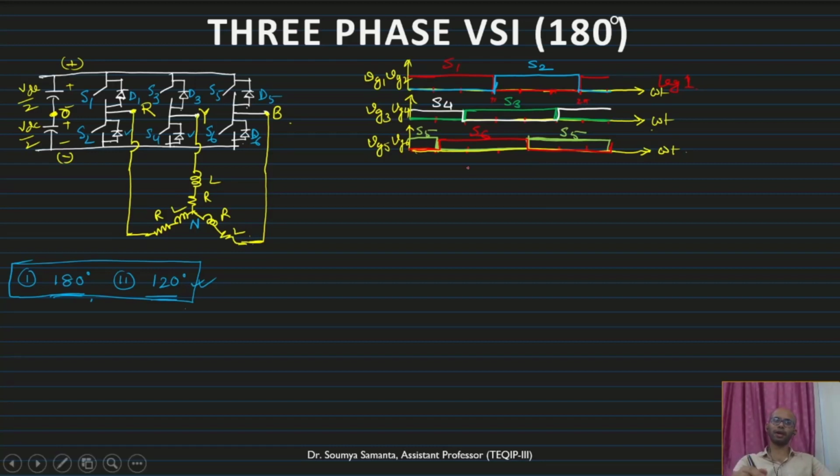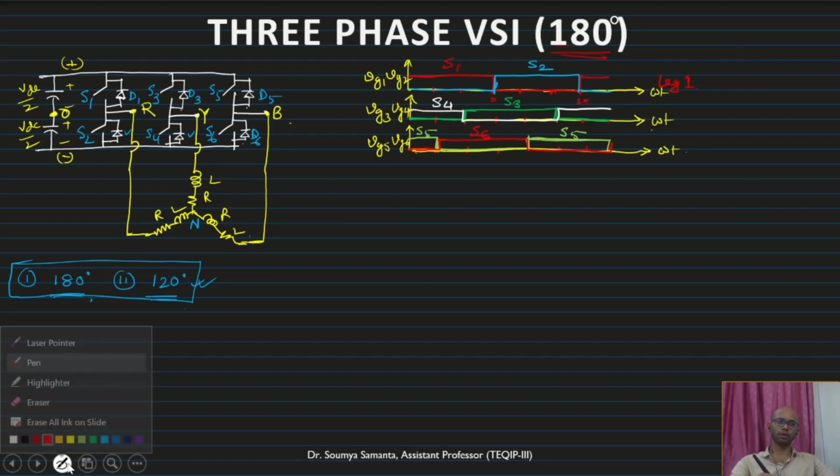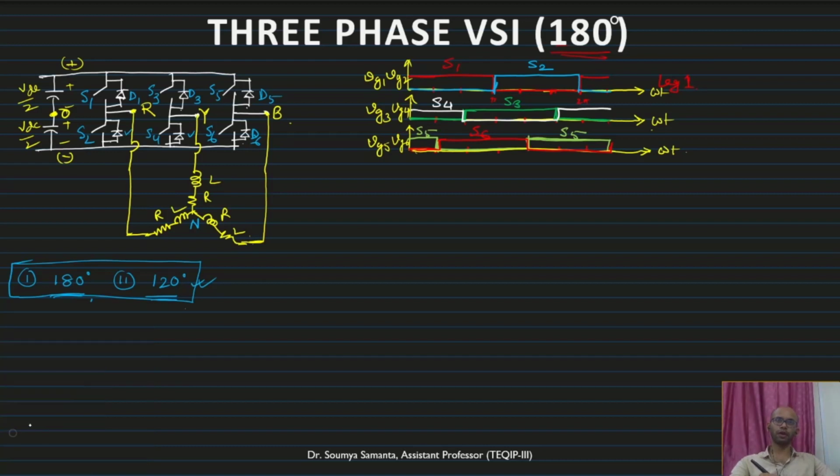How we will give the gate for the 180 degree conduction mode. Why is it called 180 degree conduction? Because each switch is conducting for 180 degree. Therefore it is called the 180 degree conduction mode. Now what will be the corresponding pole voltages? That we can find out here.